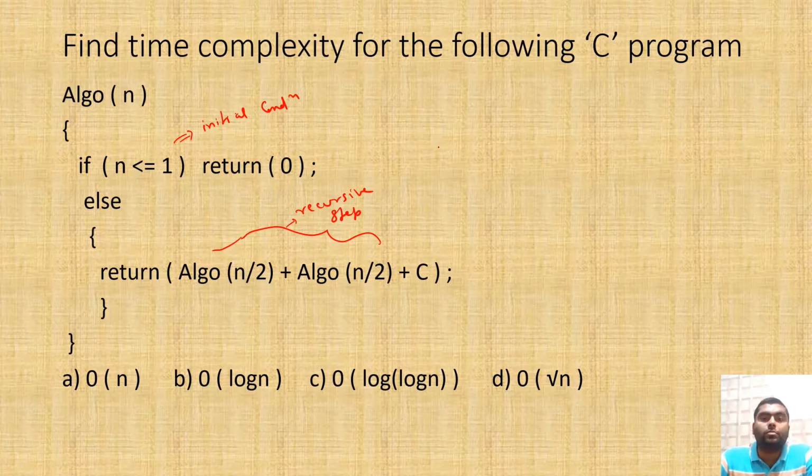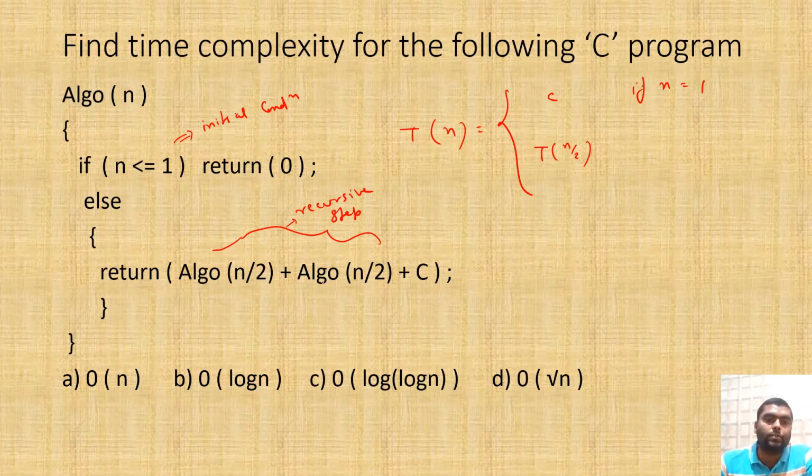Okay, so this is a very simple recurrence relation. Returning 0 when n equals 1 takes some constant time C. Otherwise, algo of n by 2 plus algo of n by 2 plus C, so T of n by 2 plus T of n by 2 and plus C. This is the case if n is greater than 1, or we can write it as 2 times T of n by 2 plus C.